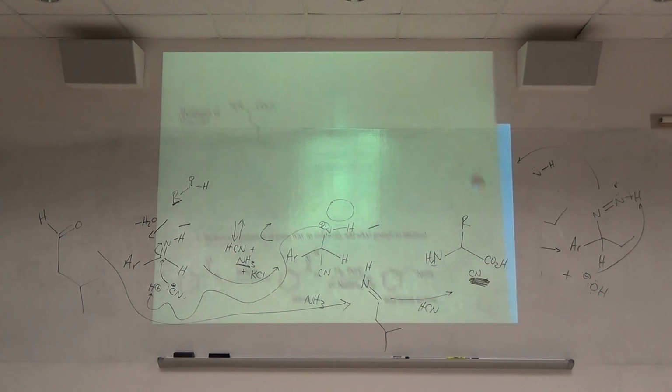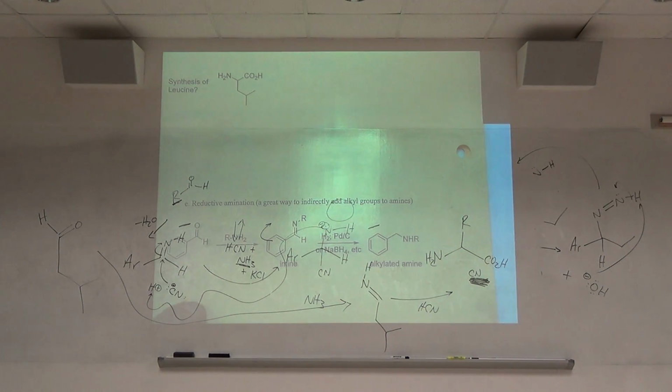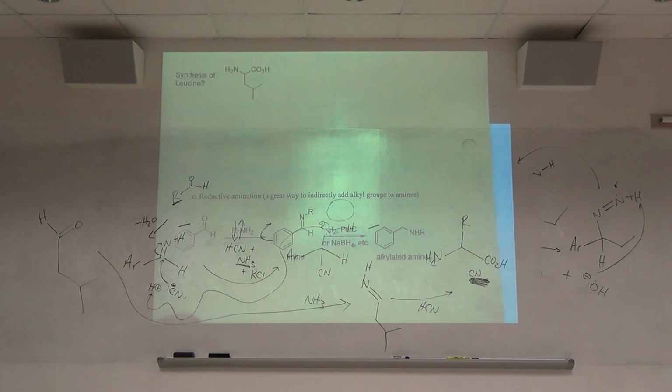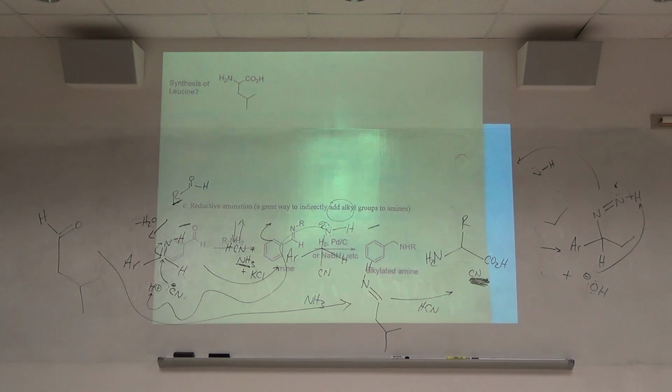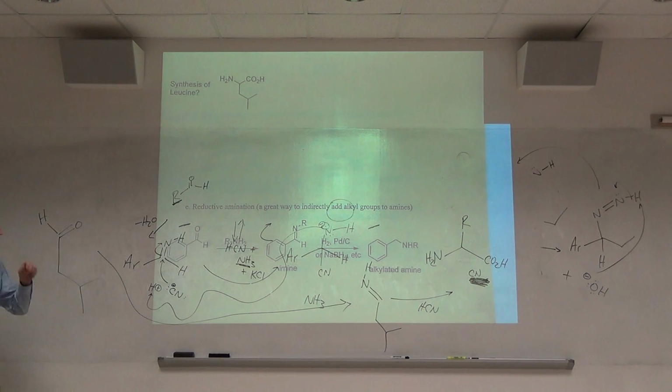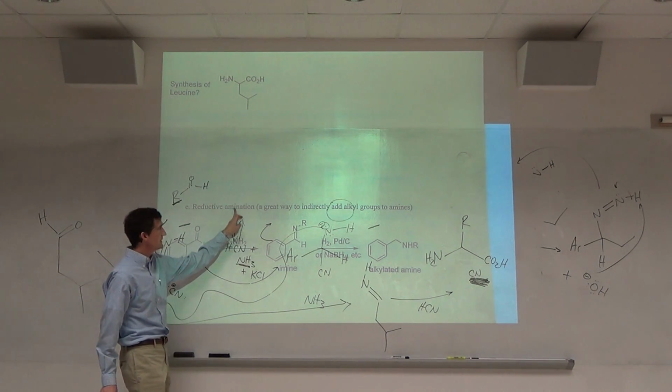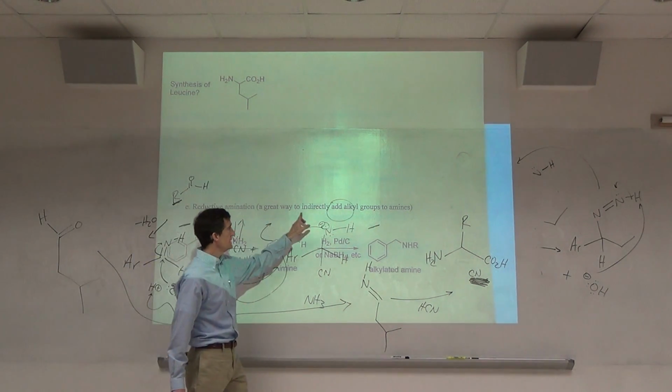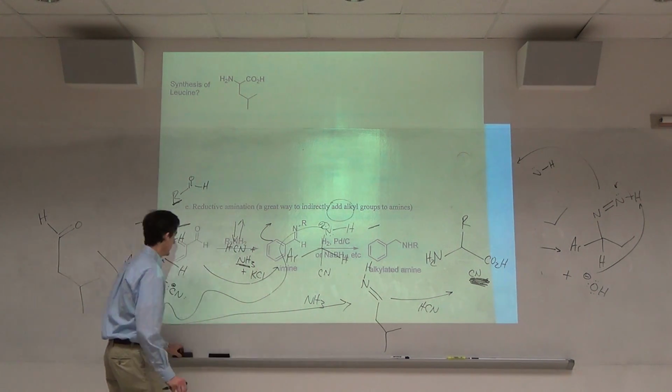Okay, E. These are all imines, where you see imines as intermediates. E is a sequence called reductive amination. It's a great way to indirectly add alkyl groups to amines.